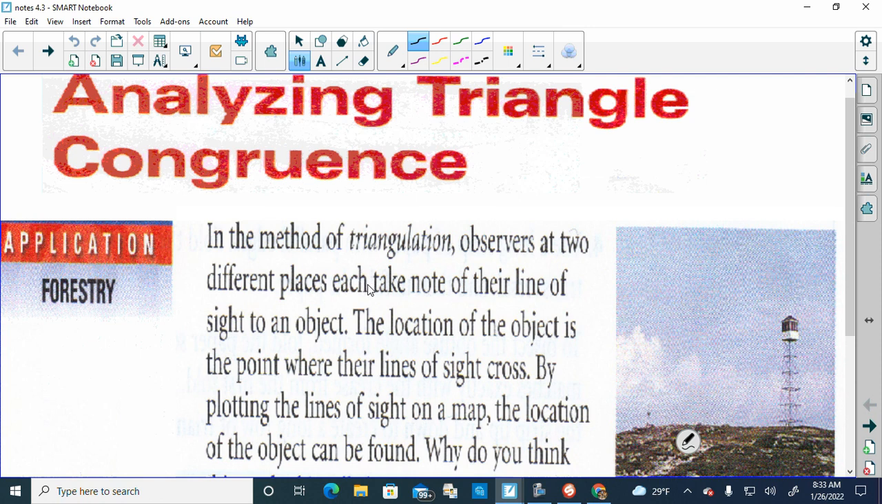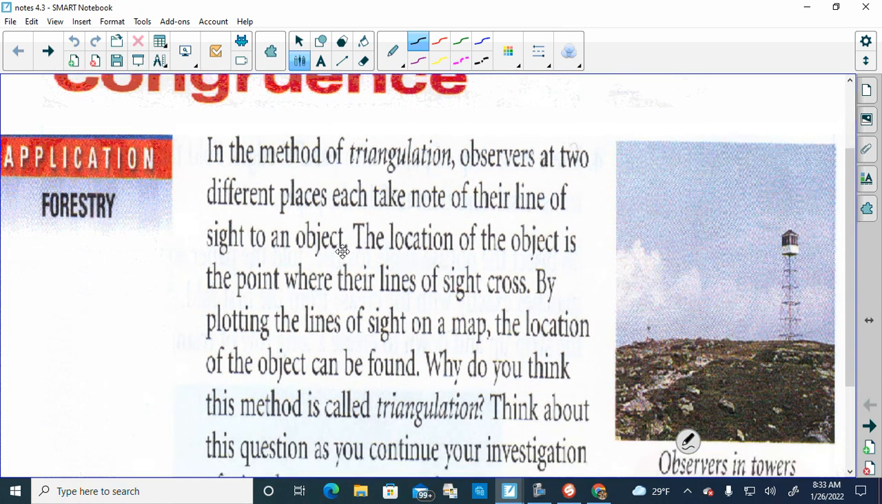I think this is kind of interesting because they actually use this quite a bit in investigating and stuff. In the method of triangulation, observations at 2 different places each take note of their line of sight of an object. The location of the object is the point where the lines of sight cross. So they use these with cell phone towers.